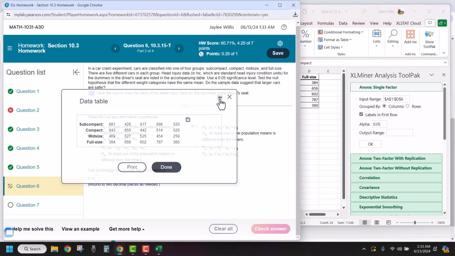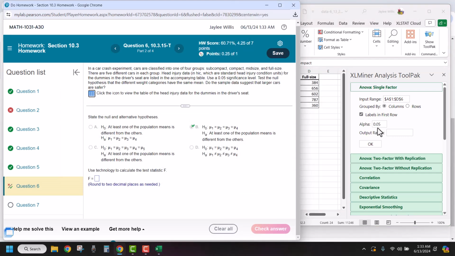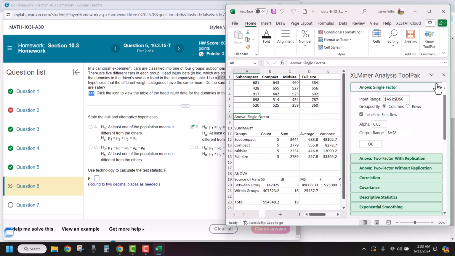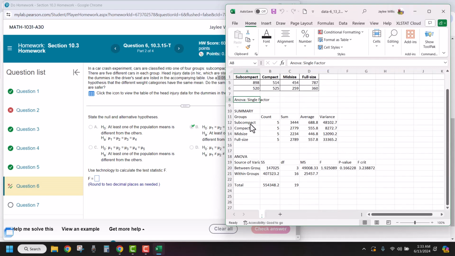And then the significance level is the alpha value. So it's automatically set as a default of 0.05. But if the problem had told us to use a 0.01 significance level, you would change that. And then the last thing you need to do is just select where you want the data to be calculated. So you can just select any random cell as long as it won't run into your data. And then when you click OK, you're going to get a whole bunch of data here.